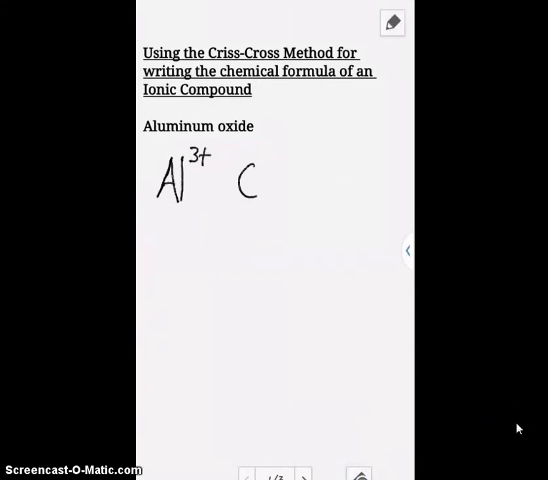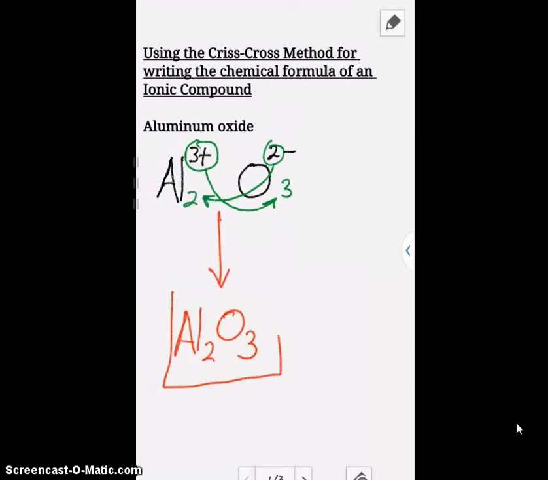So there's aluminum +3, the oxygen ion, oxygen -2. You take the charge, which is 3, and you crisscross over to the oxygen. So you need 3 oxygens, and the oxygen is -2. So you cross the 2, ignore the charge sign, ignore the plus and minus, you just take the number. So you take the 2 and crisscross it over, and that means you need 2 aluminum ions. So the final formula is 2 aluminum ions for every 3 oxygen ions. So the chemical formula for aluminum oxide is Al2O3.